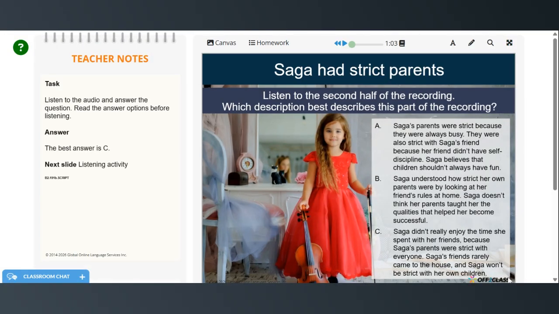Right, so the best answer is C. That Saga didn't really enjoy the time she spent with her friends because Saga's parents were strict with everyone. Saga's friends rarely came to the house, and Saga won't be strict with her own children.